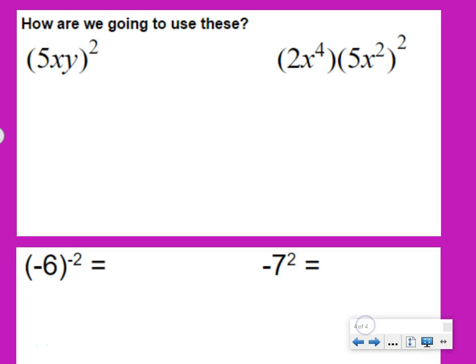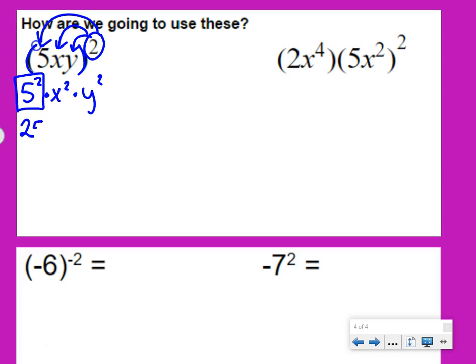Lastly, just putting it all together, some examples. So for this one, we have a parenthesis with many bases taken to one power. So we distribute that power. So we have 5 to the second power times x to the second power times y to the second power. 5 to the second power is 25 times x to the second power times y to the second power. That's as much as we can simplify, so we leave it.